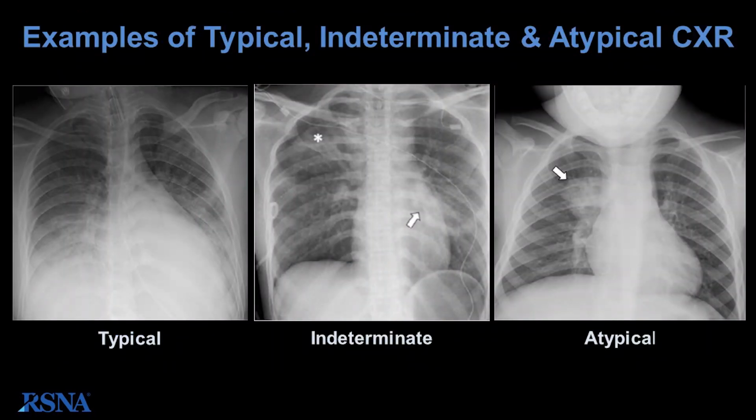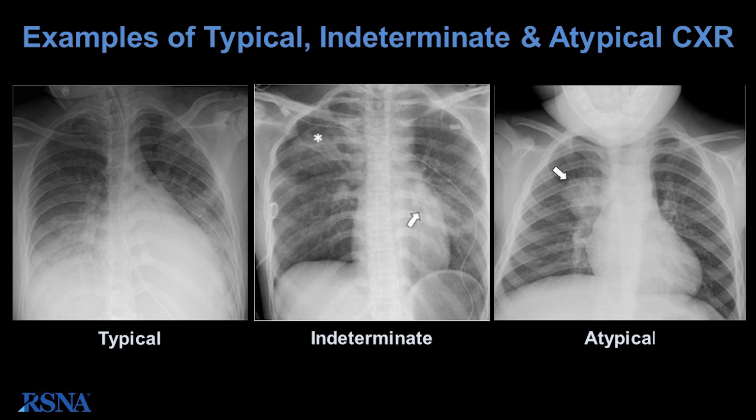Next, we're going to go over a couple of examples of the categories that we described on the previous slide that can be used in identifying COVID-19. To the left, we see a typical chest X-ray that would raise concern for COVID-19 pneumonia. It has bilateral, lower predominant, and peripheral predominant ground glass and consolidative opacities.